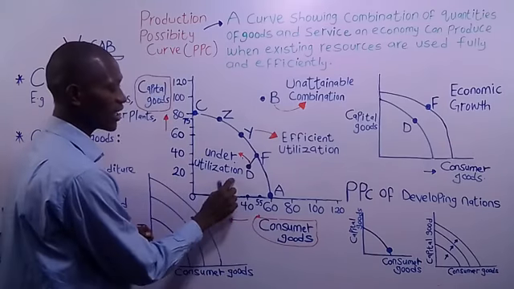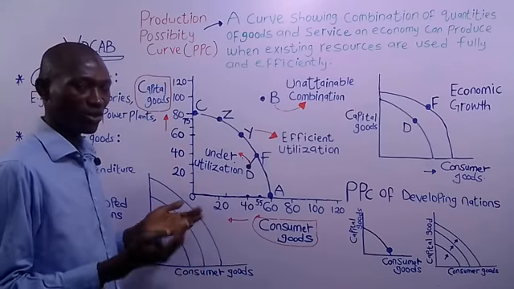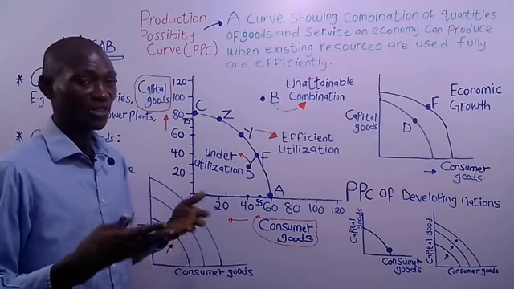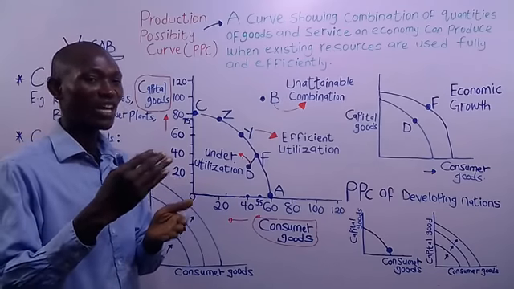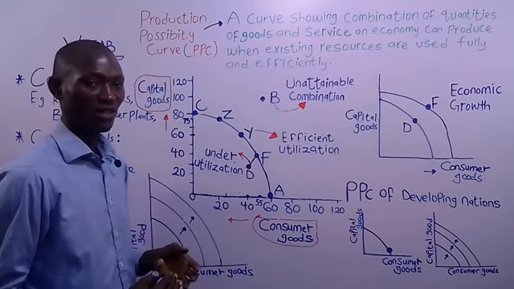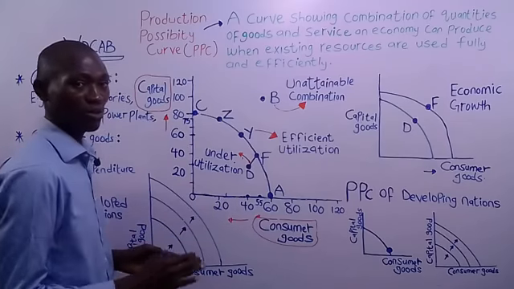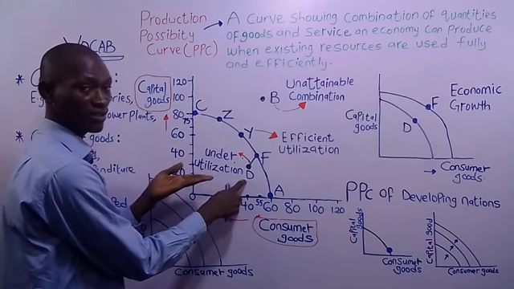So points inside the curve also mean unemployment of resources, or the economy is in recession. Because when a country is in recession, productivity level is not usually at full capacity. The country will work below capacity level. So that's with respect to points or combinations inside the curve, such as point D.